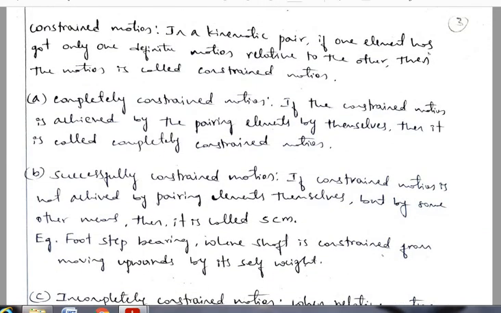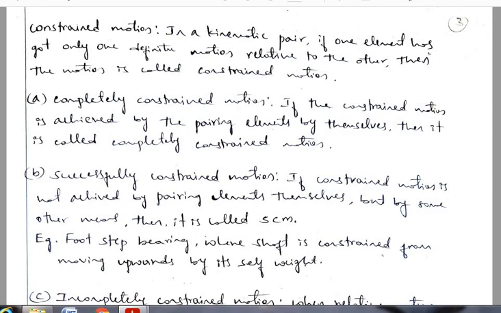Today we are going to start with constrained motion. So what is this constrained motion? In a kinematic pair, if one of the elements has one definite motion relative to the other elements, then the motion is called constrained motion. So you take any kinematic pair. In that kinematic pair, if one of the elements is constrained or restricted to a definite motion relative to the other elements, then that motion we call a constrained motion.